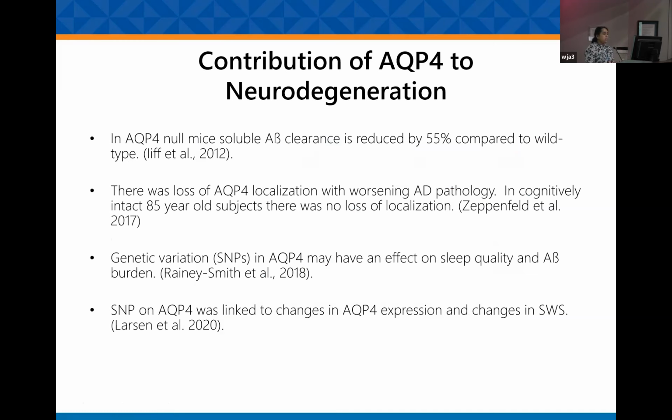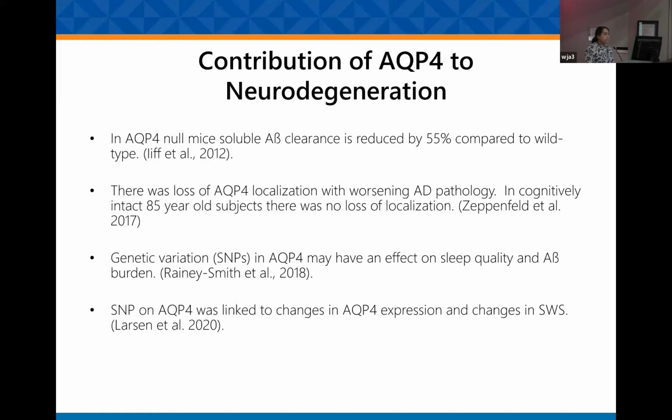So what's the role of aquaporin 4 to neurodegeneration? In aquaporin 4 null mice, soluble amyloid beta clearance is reduced by 55% compared to wild type. There was a loss of aquaporin 4 localization with worsening Alzheimer's pathology. In cognitively intact 85-year-old subjects, there was no loss of localization. So the increase in amyloid beta that was seen wound up resulting in a loss of the aquaporin 4 that tends to localize to the end feet.